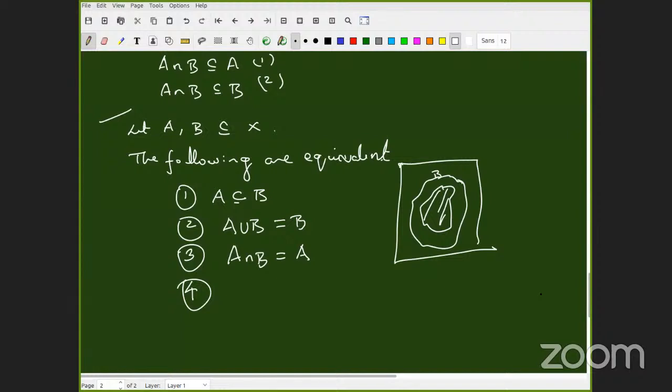So we got two sets, right? B complement, A complement. Let me use this notation itself. A complement, B complement. So you have two sets. So what is the comparison? Which is bigger, which is smaller. That's all.